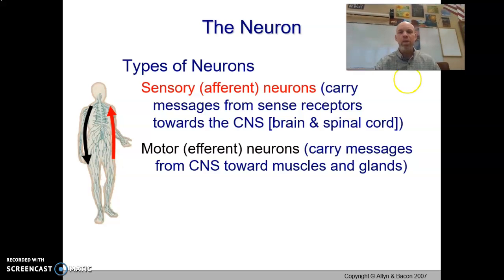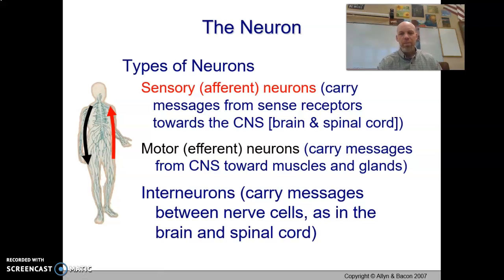Okay? Easy mnemonic device to remember these, because here's the deal. Sensory neurons are also called afferent neurons, and motor neurons are called efferent neurons. So an easy way to remember it is the acronym SAME. Sensory, afferent, motor, efferent. The word SAME is a nice little mnemonic device to remember those.